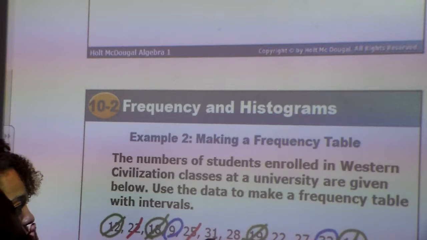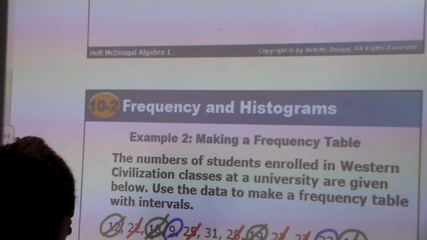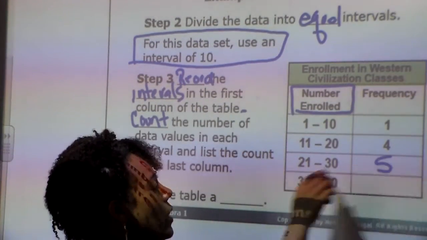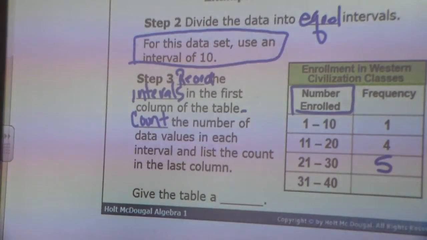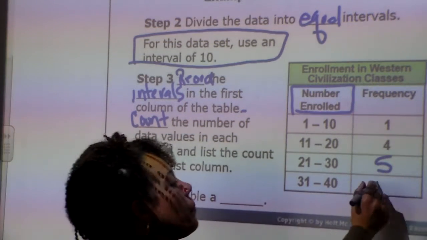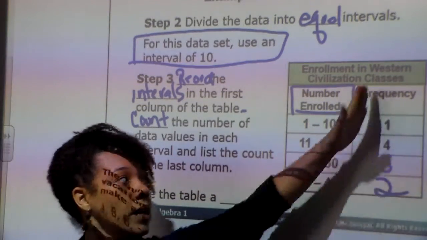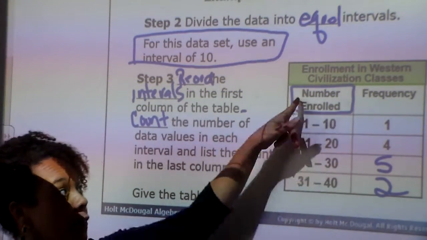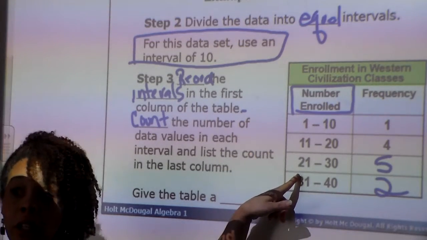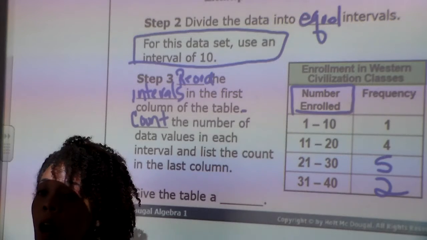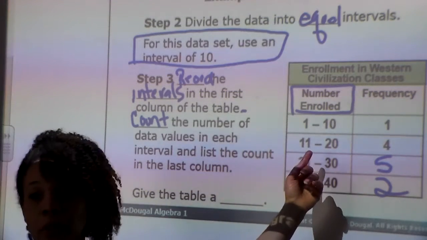1, 2, 3, 4, 5 of them. Correct. And so for 31 to 40, how many numbers were in that interval? 2. That is how you record the numbers into the frequency column. The first column is the interval that's been created. The second column is how many numbers fall within that interval.